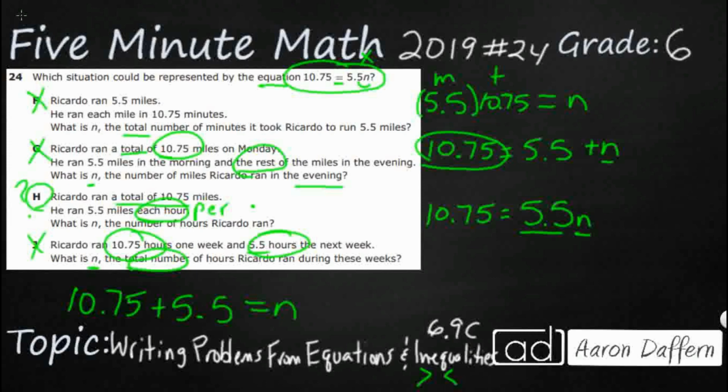And this is going to be our correct answer, H, because we are multiplying the number of miles he ran, 5.5, times the hours there, and that's going to get n. That is going to get us our answer of 10.75.